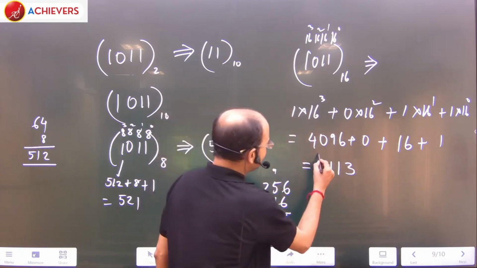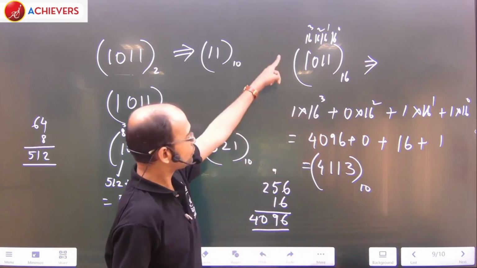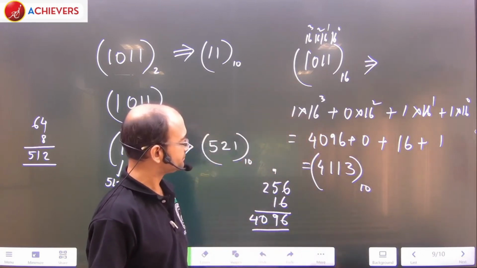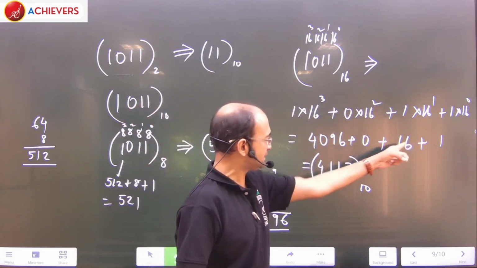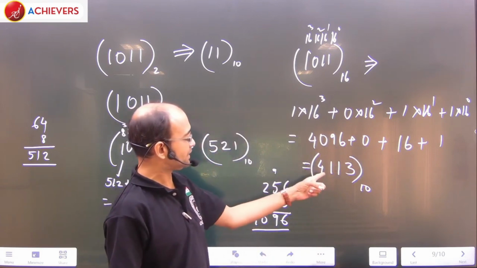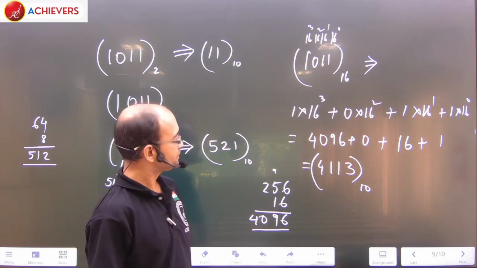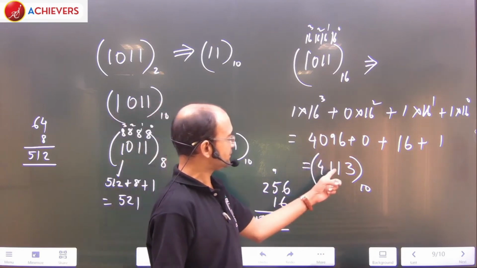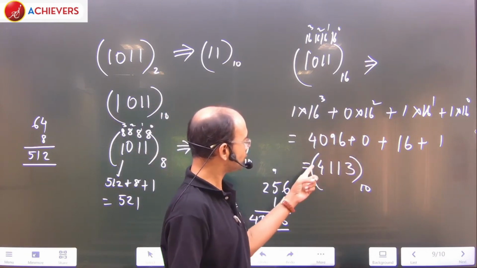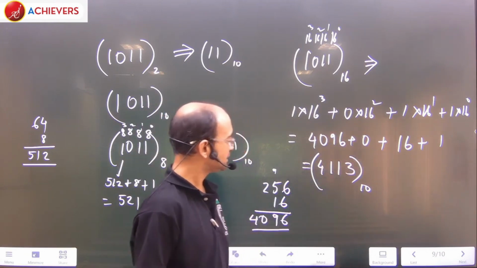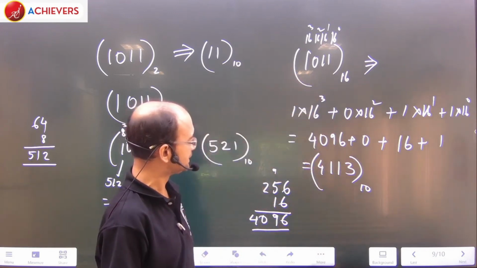So this is the equivalent decimal value for 1011 base 16. Am I right? So 96 plus 17 is 113. Right? 96 plus 17 is 113. So 4096 plus 17 is 4113. So that is the decimal equivalent of 1011 base 16.